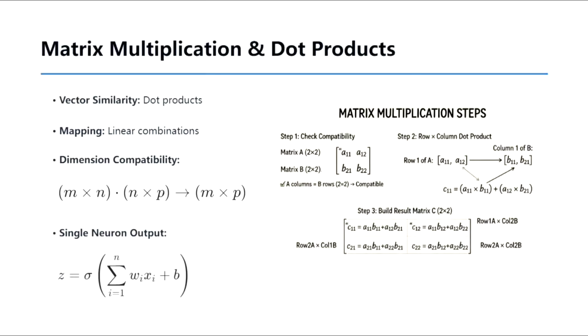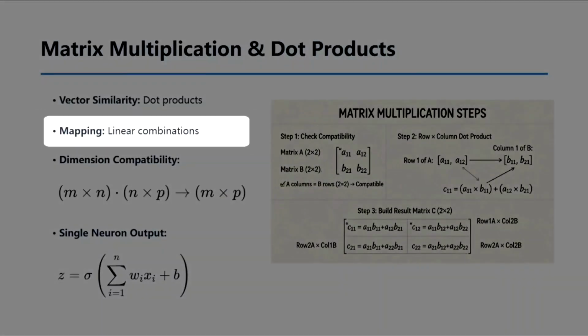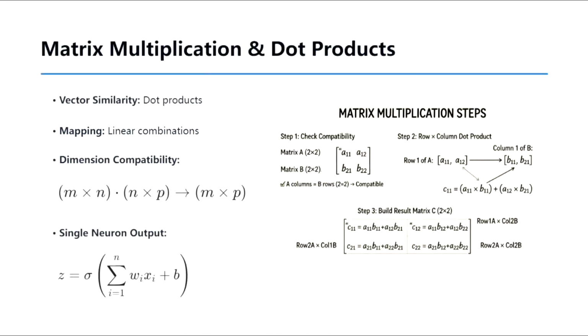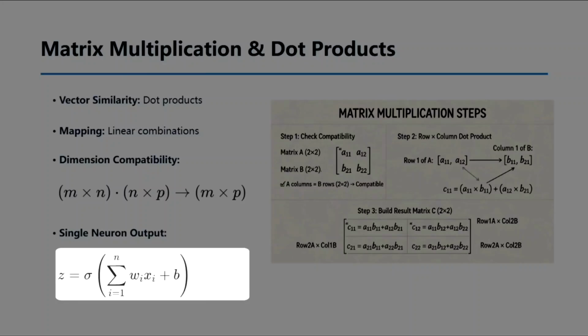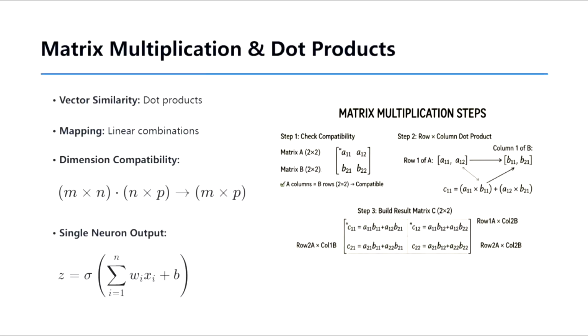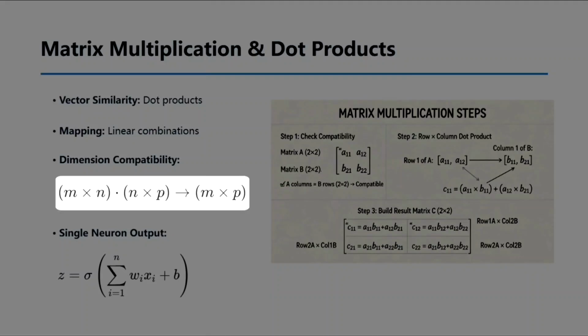For multiplication to be mathematically valid, the inner dimensions represented by n here must be identical. The resulting matrix will then inherit the outer dimensions m and p. To see why this matters for your code, look at this single neuron output formula. That summation is exactly the dot product of weights and inputs. When we scale this up to thousands of neurons, matrix multiplication becomes the engine that makes deep learning possible.